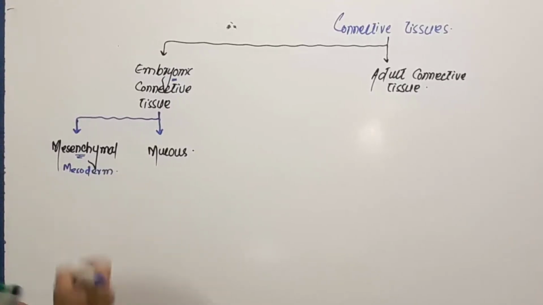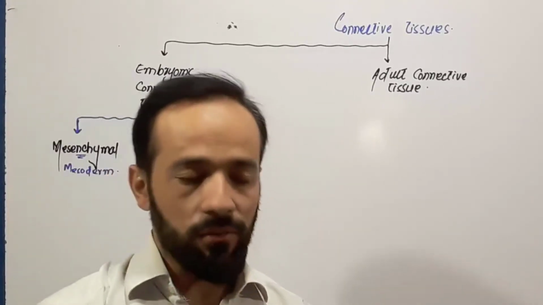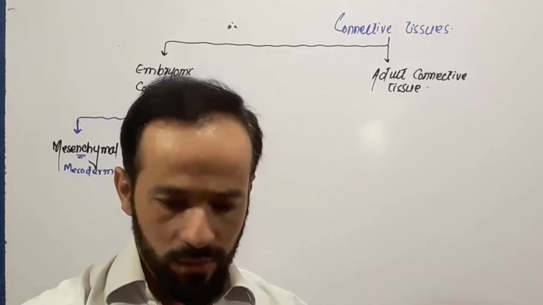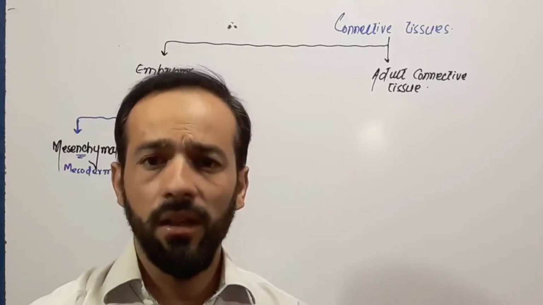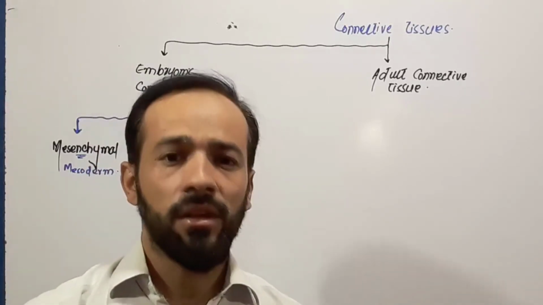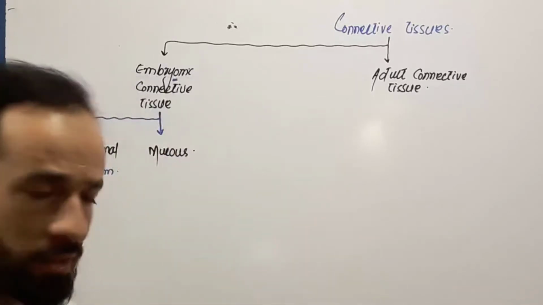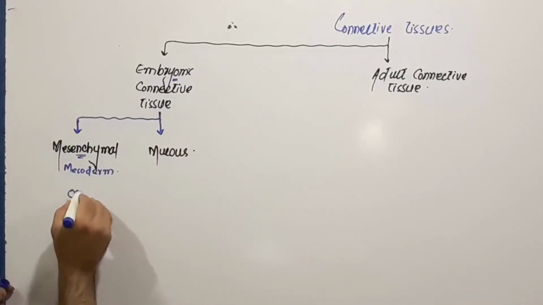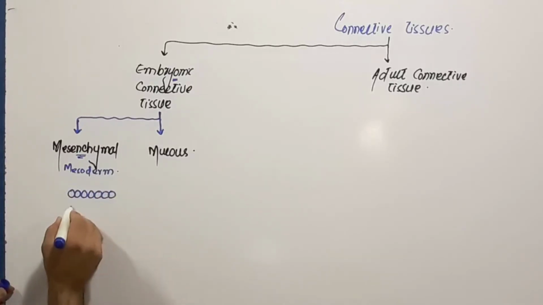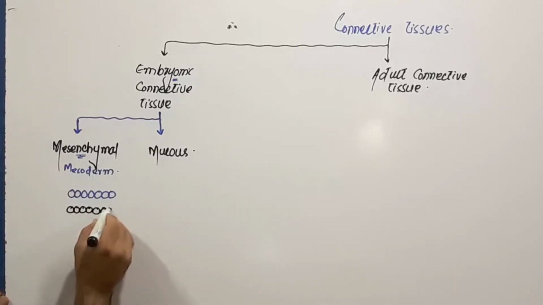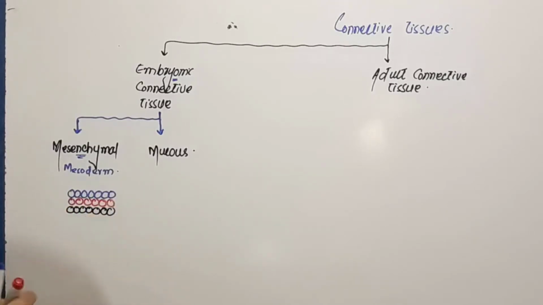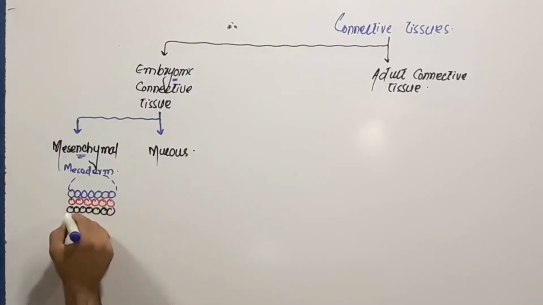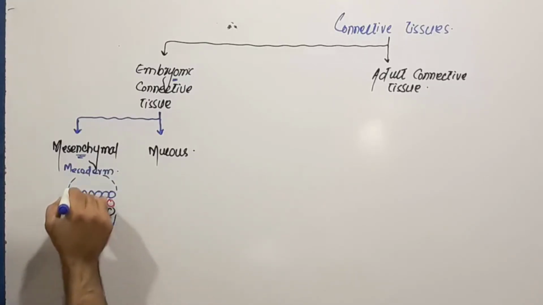You know, during development the zygote develops through different developmental stages: the 2-cell stage, the 4-cell stage, the 8-cell stage, then the morula, then the blastocyst, the bilaminar disc, and the trilaminar disc. In the trilaminar disc the cells were arranged in three layers. For example, this is the ectoderm, these are the endodermal cells, and these are the mesodermal cells. So this is the mesoderm, and these were the three layers of cells. We call this the trilaminar disc, right?